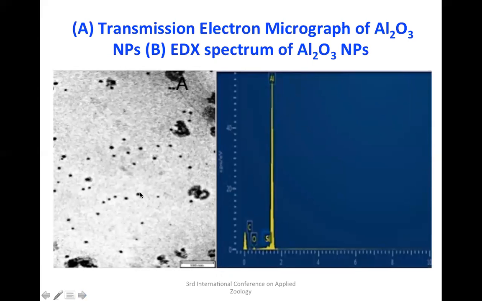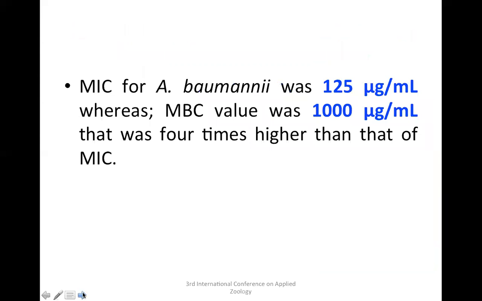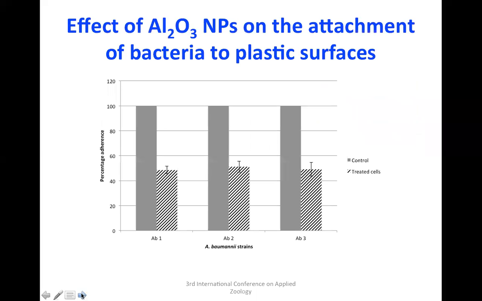Transmission electron microscopy indicated that the nanoparticles were spherical or roughly spherical in shape, with a diameter of less than 10 nanometers. In this diagram, you can see most of the nanoparticles are spherical. Similarly, the EDS spectrum indicated the elemental composition, showing that aluminium and oxygen were present. The MIC for Acinetobacter baumannii was 125 microgram per ml, whereas the minimum bactericidal concentration was 1000 microgram per ml against all three tested strains.